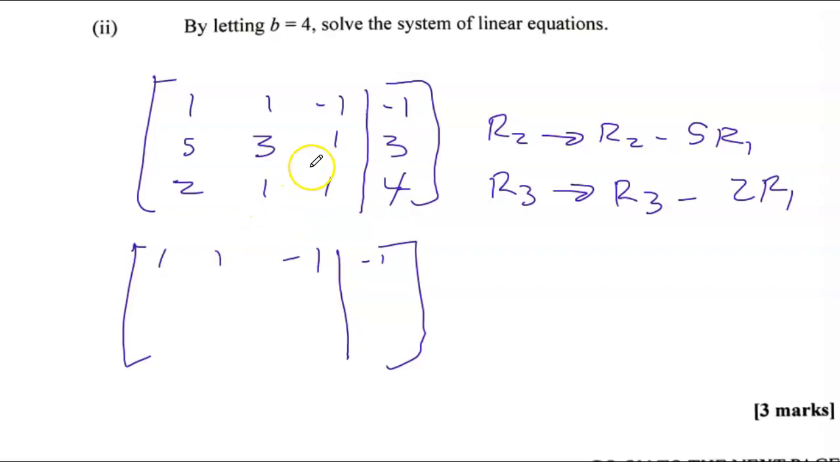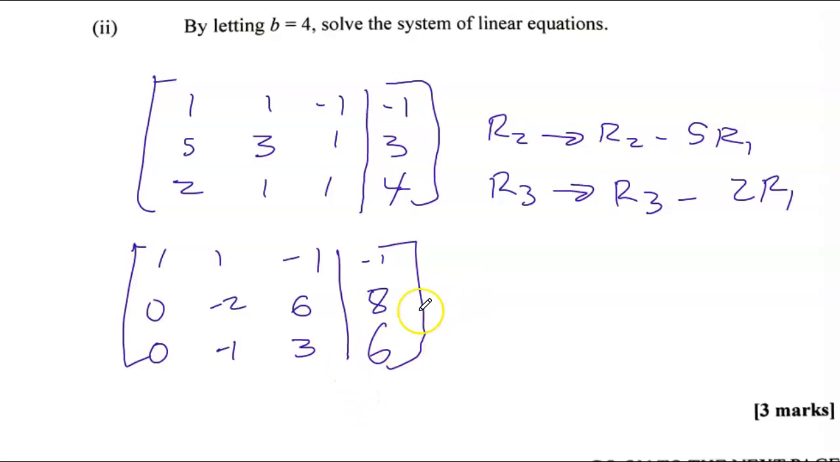So row 2 minus 5 of row 1. So it's 5 minus 5 times 1, that's 0. 3 minus 5 times 1, that's negative 2. 1 minus 5 times negative 1, that's 6. And 3 minus 5 times negative 1, that's 8. And then row 3 is now row 3 minus 2 times row 1. So 2 minus 2 times 1, that's 0. 1 minus 2 times 1, that's minus 1. 1 minus 2 times minus 1, that's positive 3. And 4 minus 2 times negative 1, that's 6.